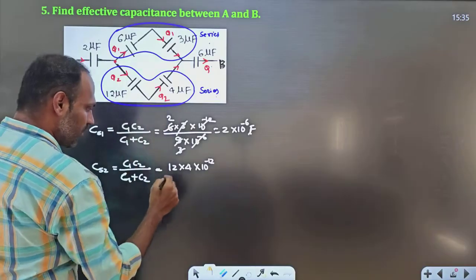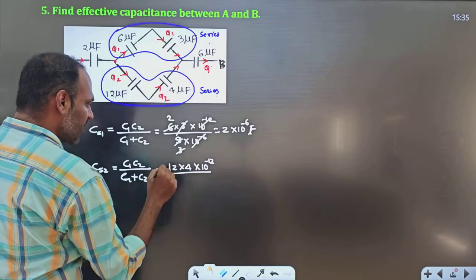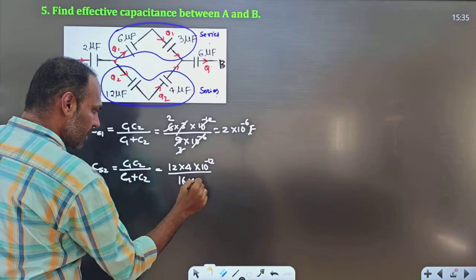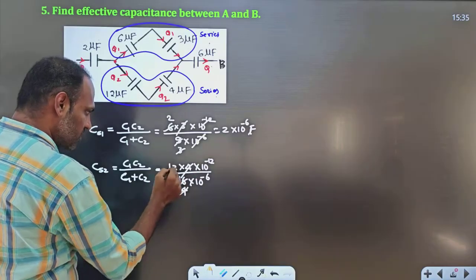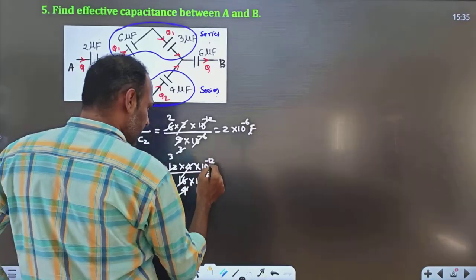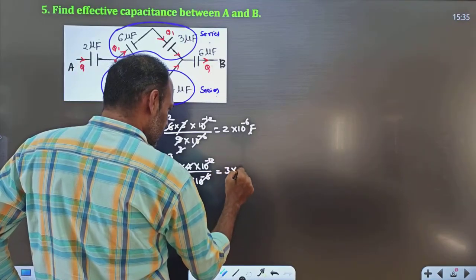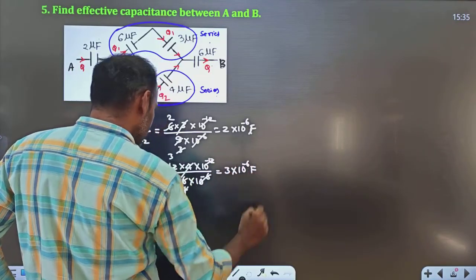Micro into micro, 10 to the power minus 6 into 10 to the power minus 6, divided by 12 plus 4, 16 into 10 to the power minus 6. 4 1s are 4, 4 4s are 16, 4 3s are 12. So the 10 to the power minus 6 cancels and you get 3 into 10 to the power minus 6 farad. This much you will get.